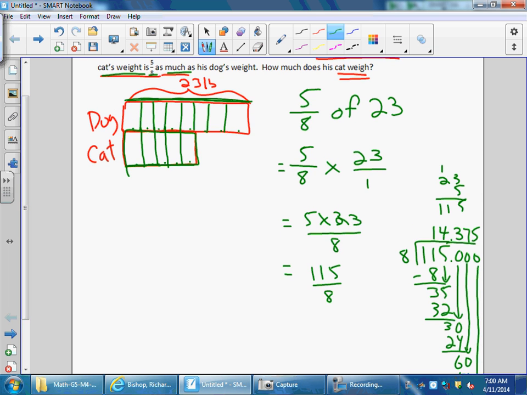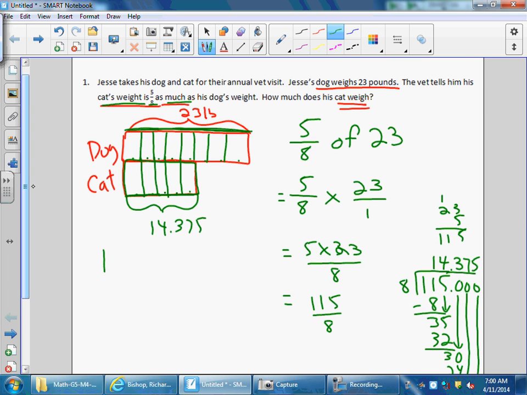So 5/8 of 23 is 14.375 pounds. How much does a cat weigh? Jesse's cat weighs 14.375 pounds.